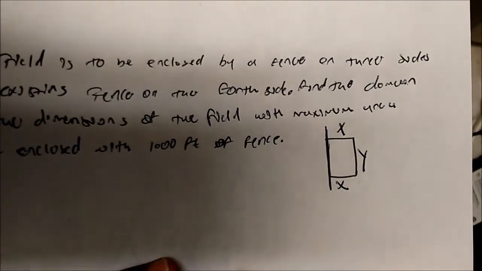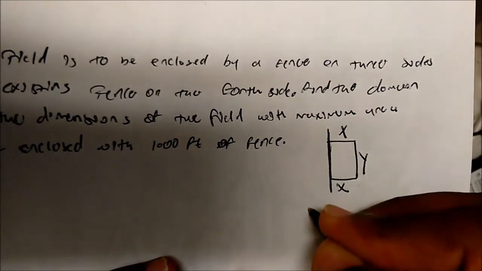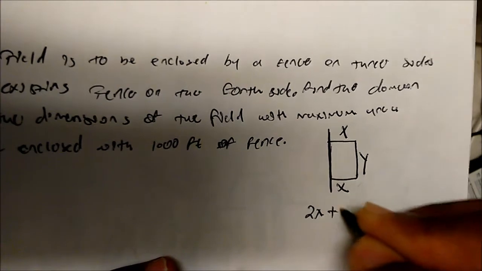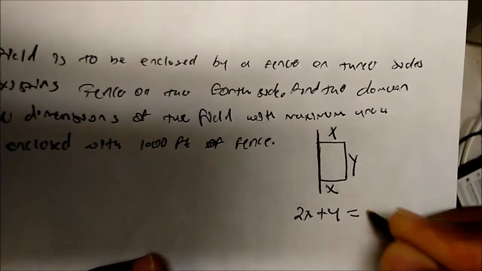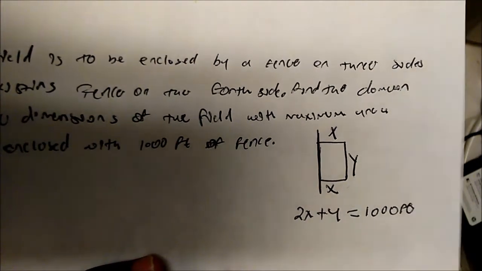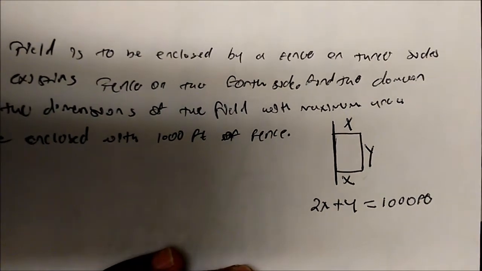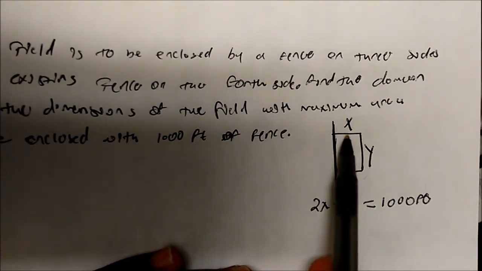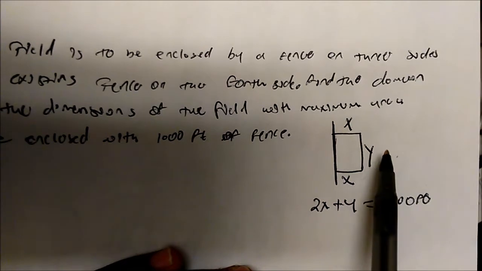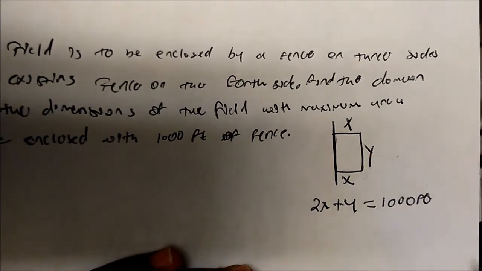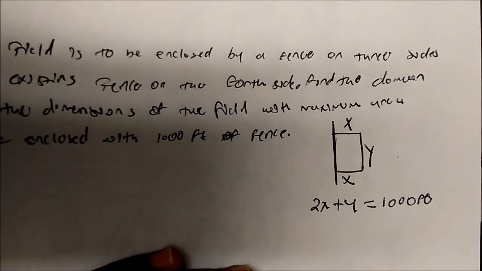So we could set the perimeter equal to, well, we have 2x plus y, and that will simply equal 1,000 feet of fencing. Again, it doesn't matter. You could have flipped this the other way and had 2y plus x. It will give you the same answer.